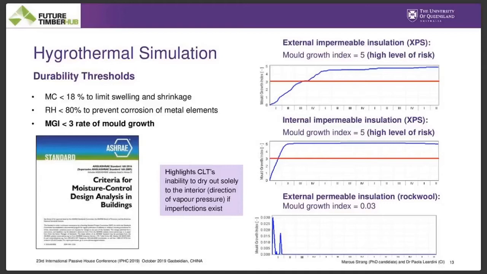So on the right are a few graphs where I have external insulation, such as XPS, or it could even be EPS, that has a slightly increased permeability. And we can see that when there's external insulation that's impermeable, there's an unacceptable level of risk, and that's the same if you've got internal insulation that's impermeable. So this really shows that having any sort of vapor barrier really reduces the ability to dry out. And on the bottom, we have permeable insulation such as rock wool, and in that Brisbane climate, it's looking quite okay.